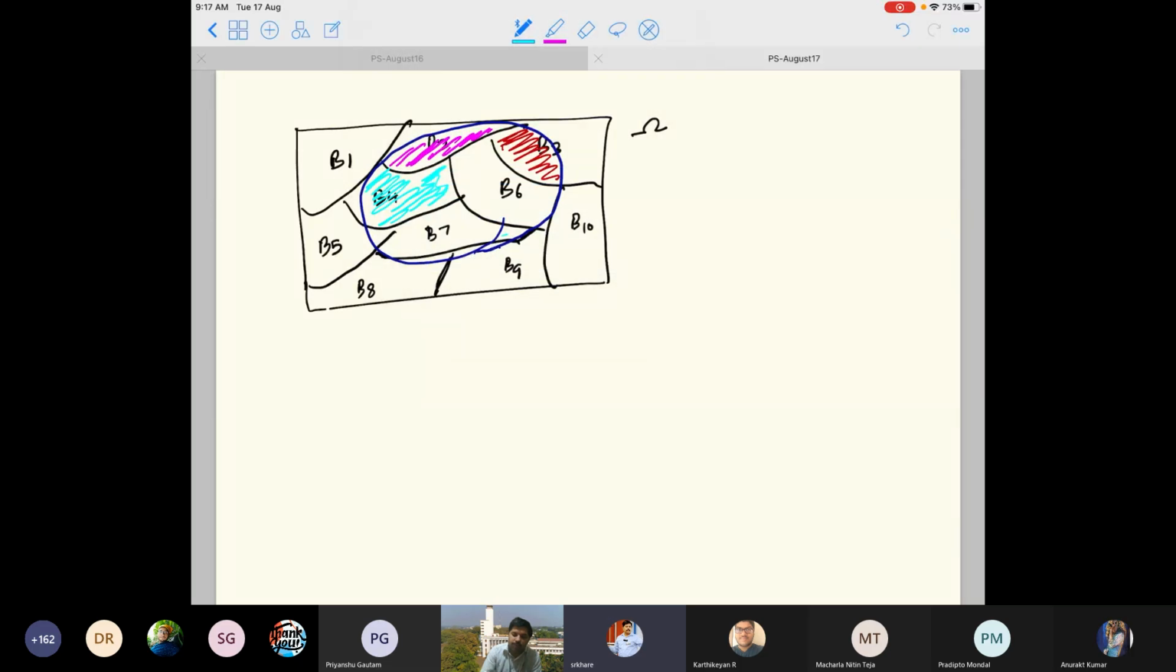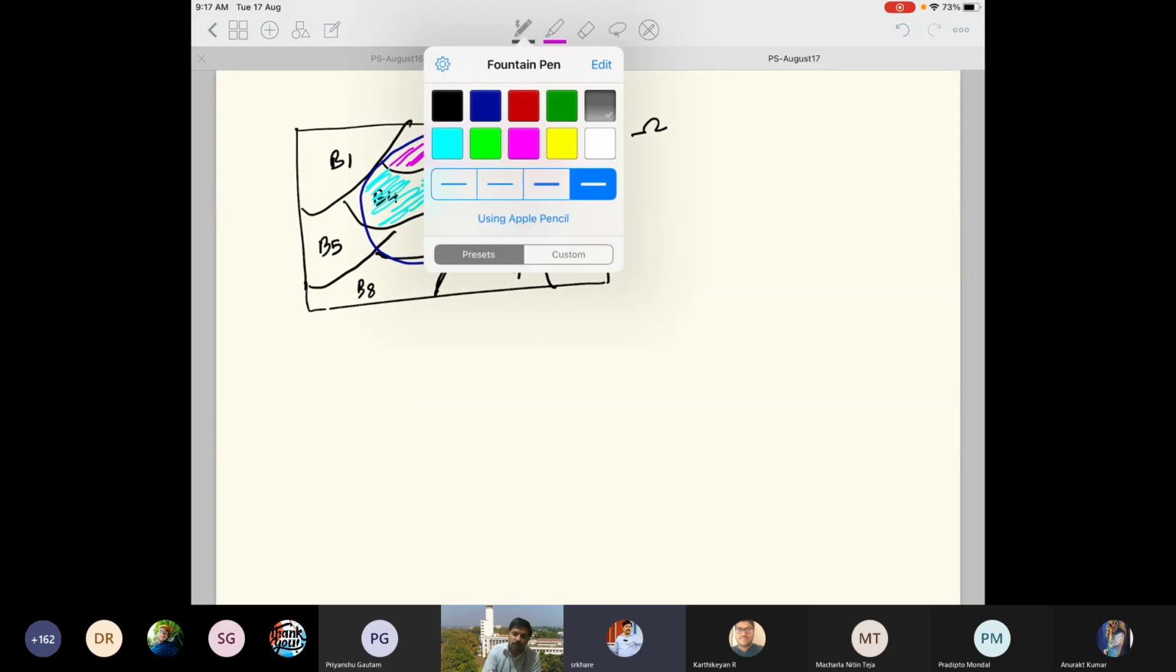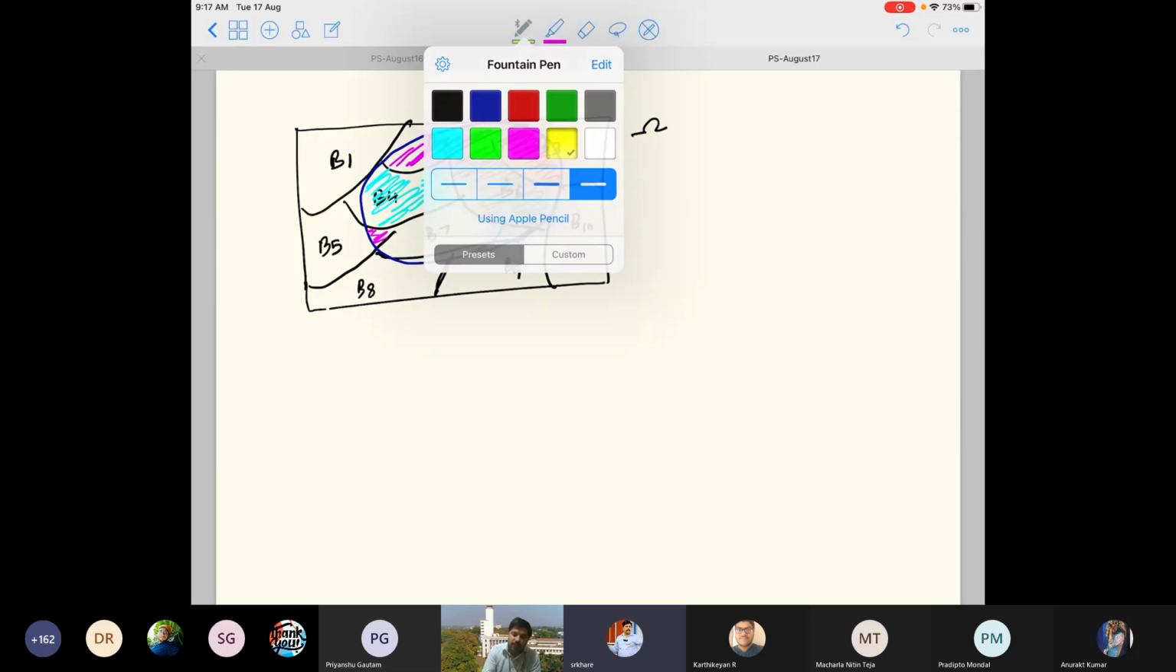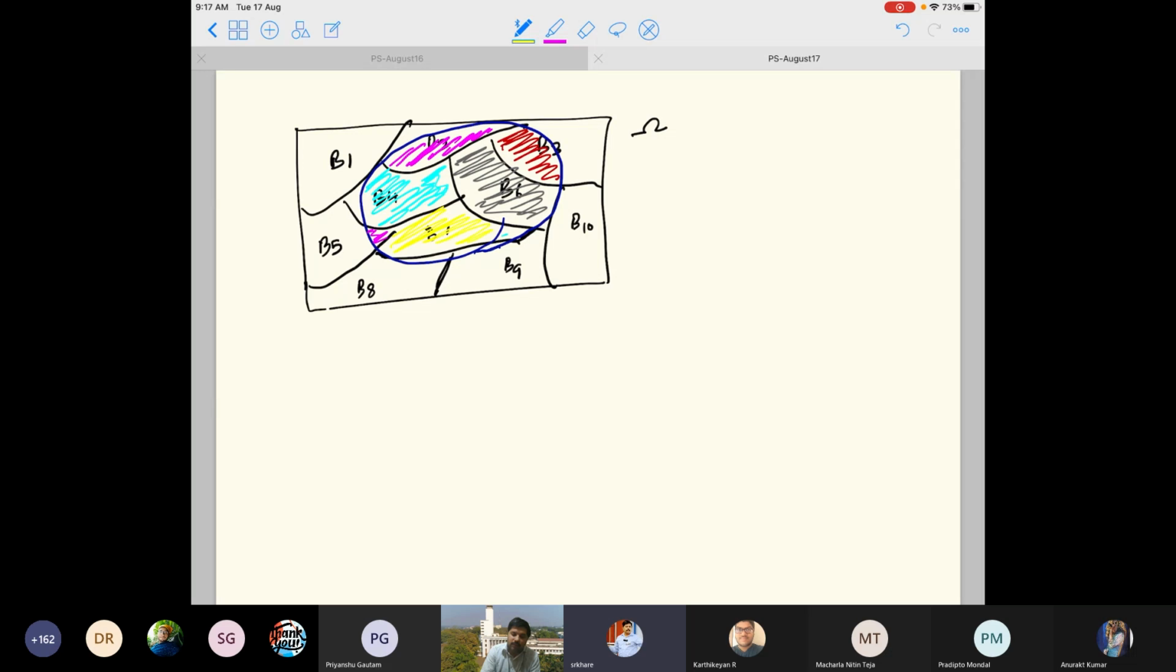So I hope you understand what is going to happen, right? B5, this small intersection is here. This is B7, so that is here, and so on and so forth. And some intersections may be empty. So basically what I have done is A is written as A intersection B1 union A intersection B2 union, and so on and so forth, A intersection Bn.